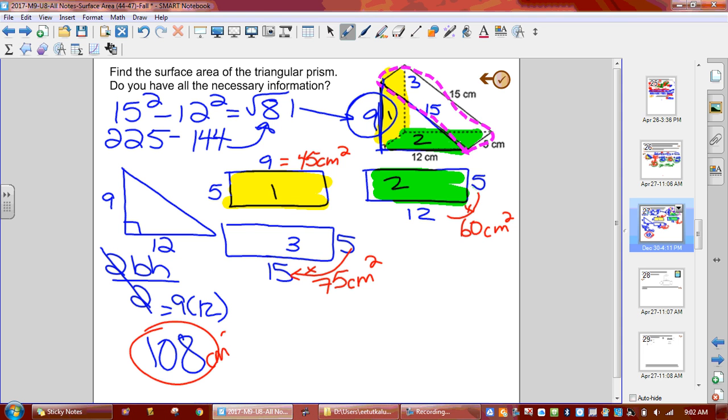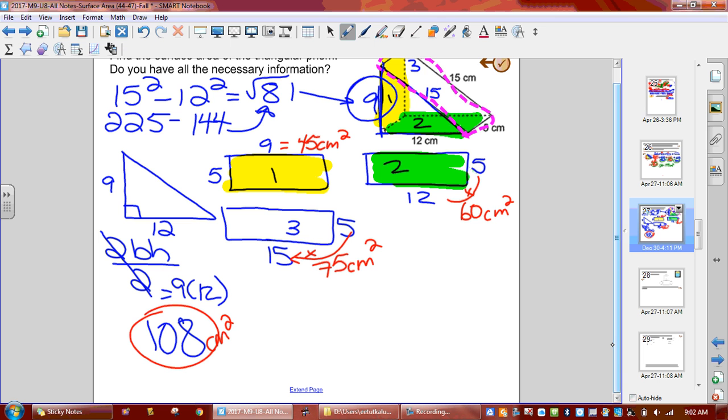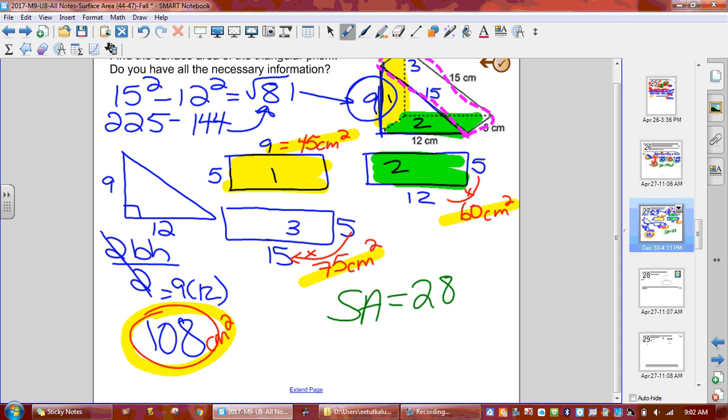So now we've got to add all 4 numbers. So we're going to add the 108, the 45, 75, and 60. And when you add all of those, you should get 288. Total surface area, 288 centimeters squared.